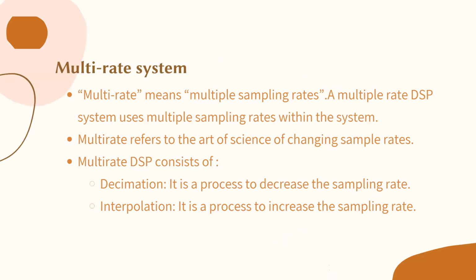Now, first of all, we discuss a multi-rate system. Multi-rate means multiple sampling rates, so it uses multiple sampling rates within the system. It consists of two processes. First is decimation and second is interpolation. Decimation is to decrease the sampling rate, and interpolation is to increase the sampling rate.